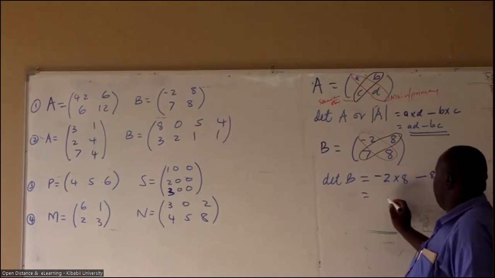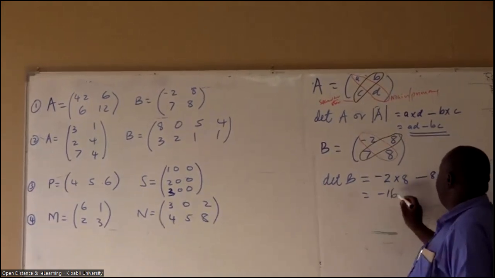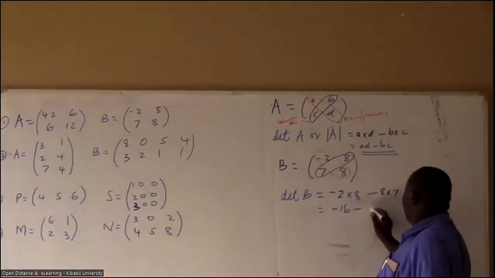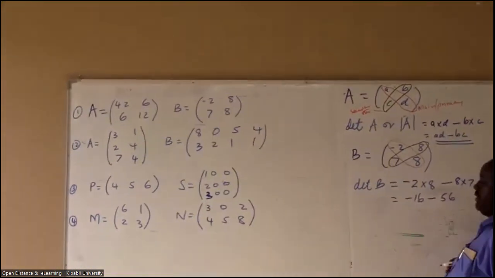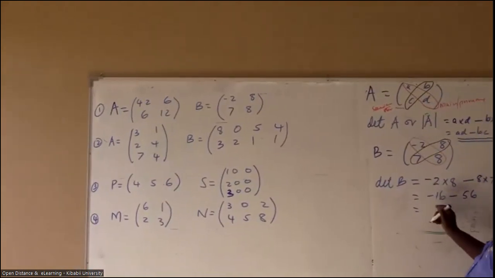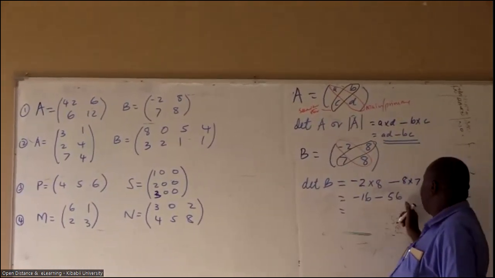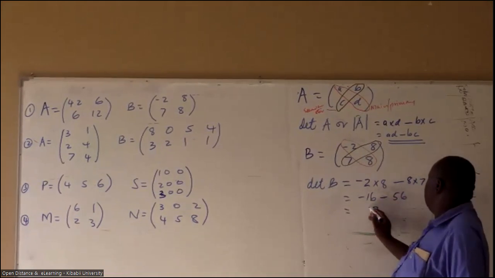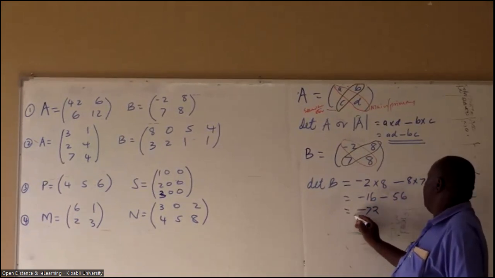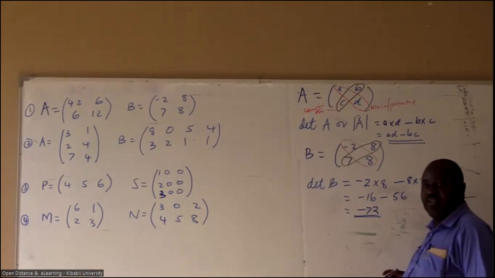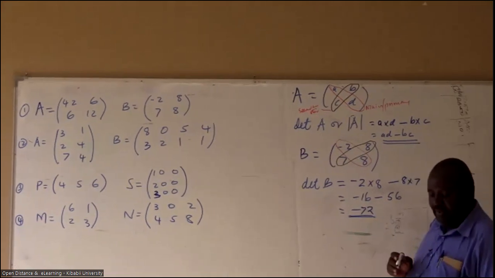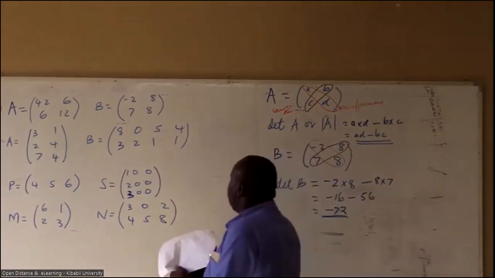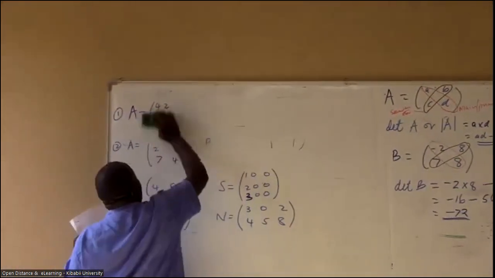So this will give us -16 minus 8 by 7 is 56. And therefore, -16 minus 56, that will give you -72 as the determinant. So -72 is the determinant. Look at other cases.